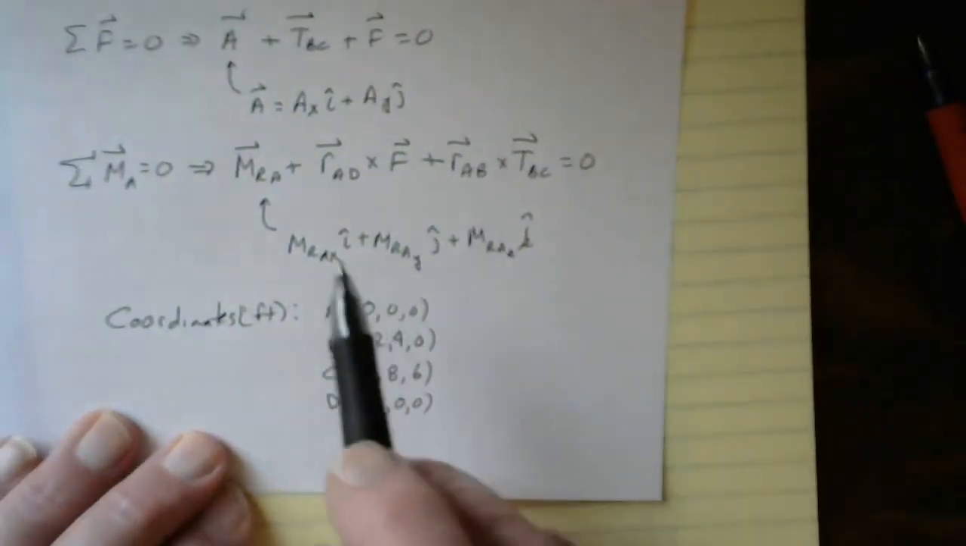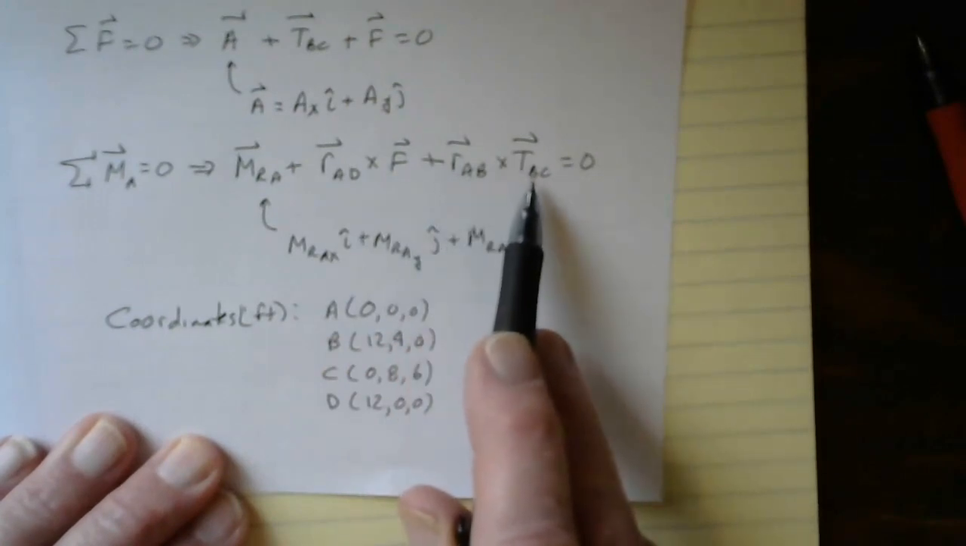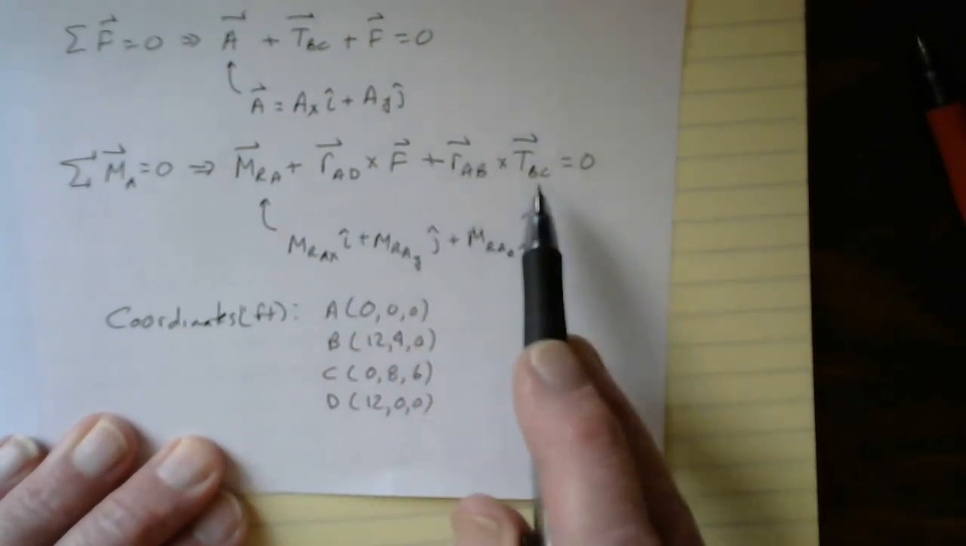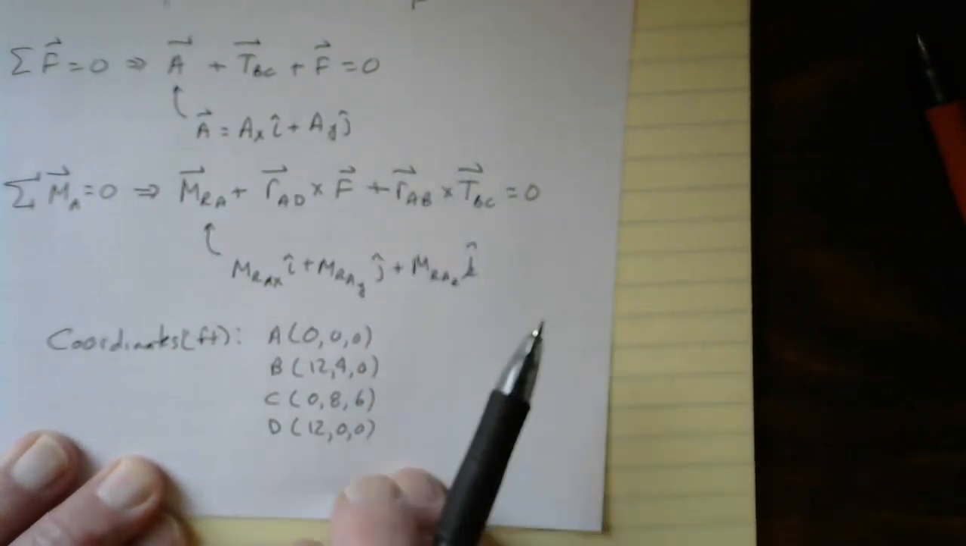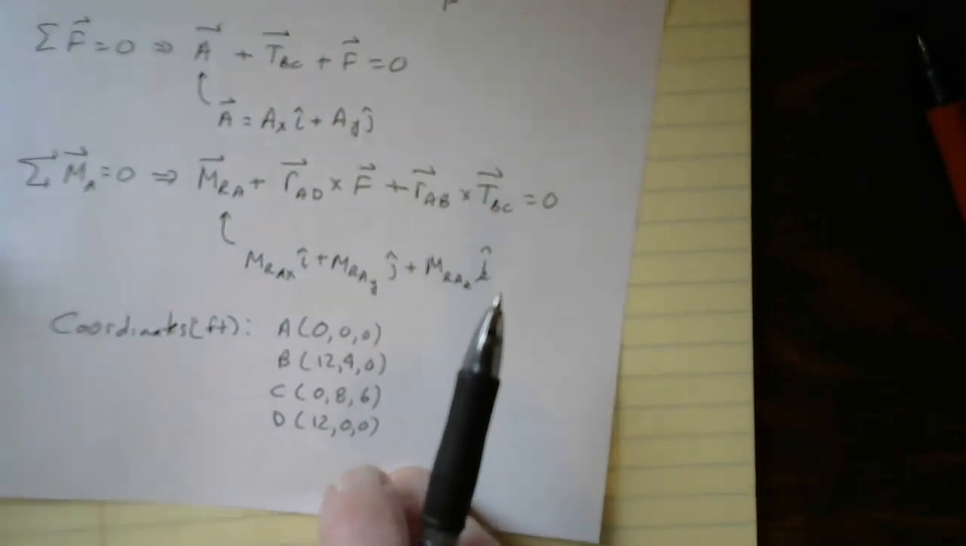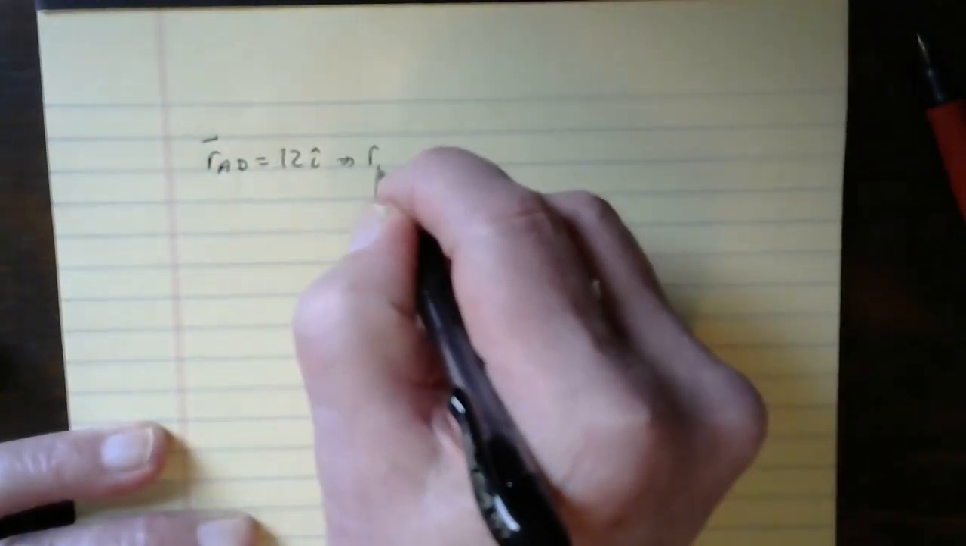So I have two cross products that need to be done here. RAD cross F, that external load that's applied at D, and RAB cross TBC. Now, in order to do this cross product, obviously, that's why I needed to have the cable tension expressed as a Cartesian vector. So let's do those two cross products. RAD is 12i. So RAD cross F.